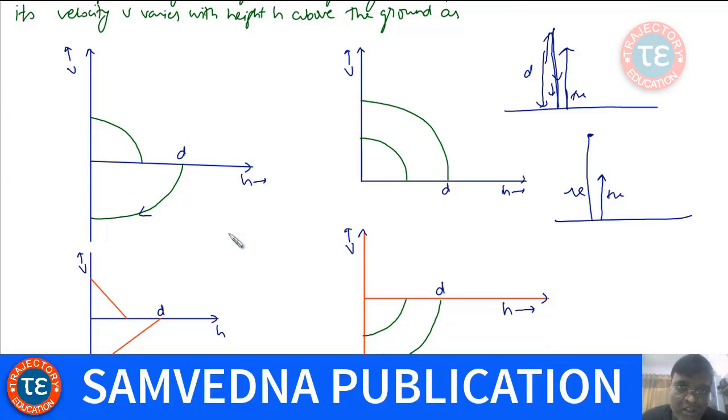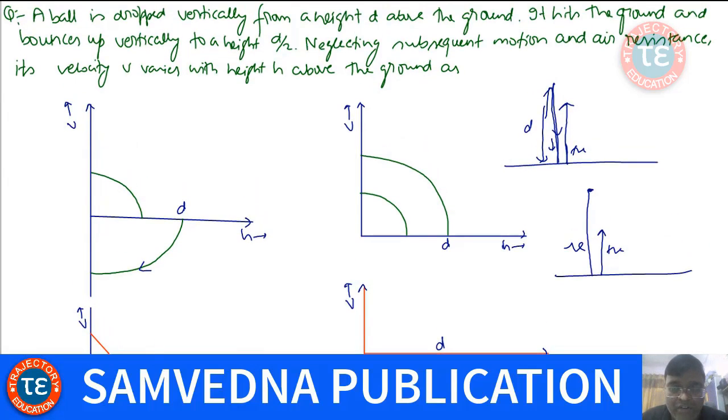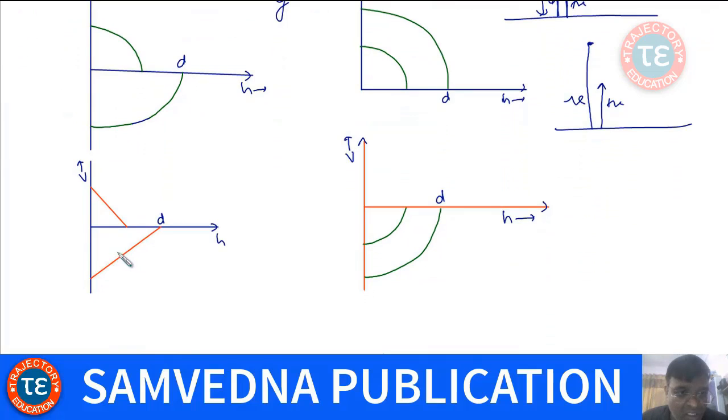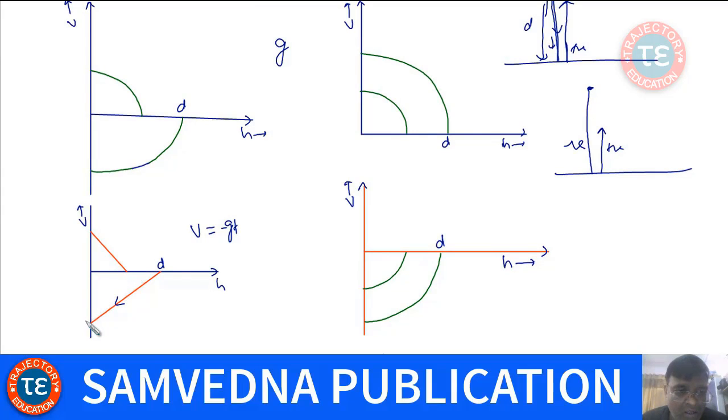So velocity keeps on increasing like this, and the rate at which velocity increases is constant, of course. g is the acceleration, so this won't be the graph. This is not a linear increase in velocity, so the graph would be like this. Velocity is minus gt, keeps on increasing. Then it hits the ground, and the sign of velocity becomes positive, right? And then keeps on falling, and at d by 2 it falls to 0.